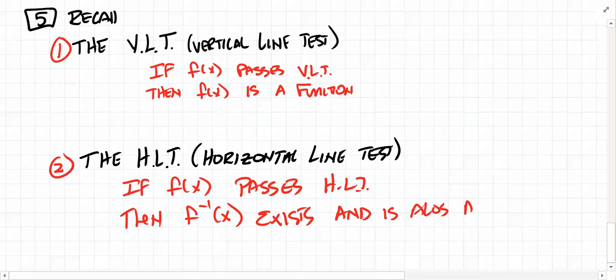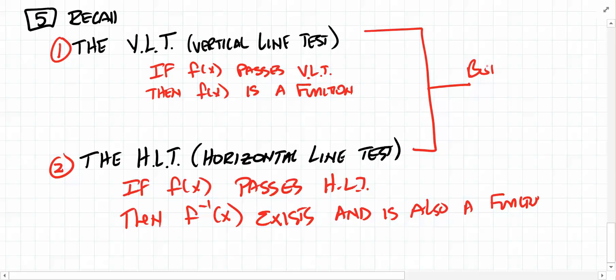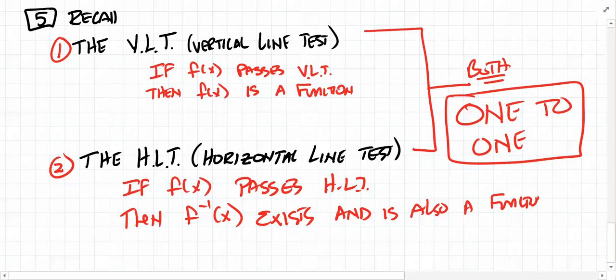Okay? So if a function passes both of them, then we call that function a one-to-one function. This is a new term for us. A one-to-one function is a function that passes both the horizontal and the vertical line test. I'm going to give you two examples fairly quickly of each type, okay?